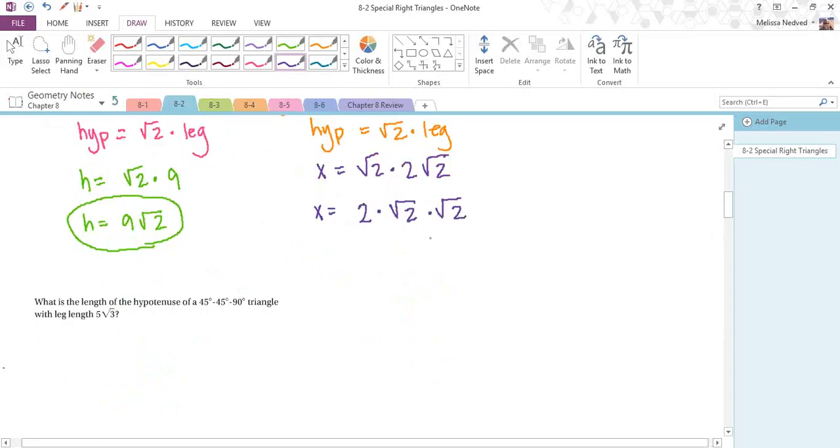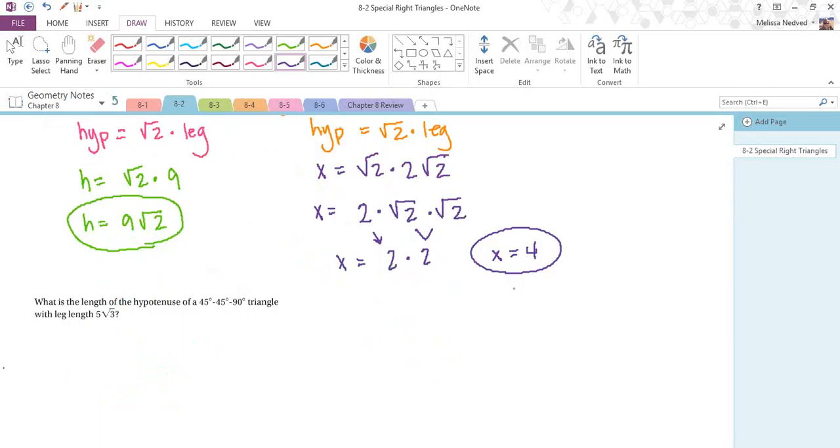Anytime you're taking the square root of a number times the square root of that same number, you're just going to get that value out. So square root of 2 times square root of 2 is really just 2. And then don't forget about the 2 that we already had out front. So x is equal to 2 times 2. So our last simplification, we're just going to do that multiplication. And our x value is 4. So my leg had a length of 2 root 2. My hypotenuse then had a length of 4.